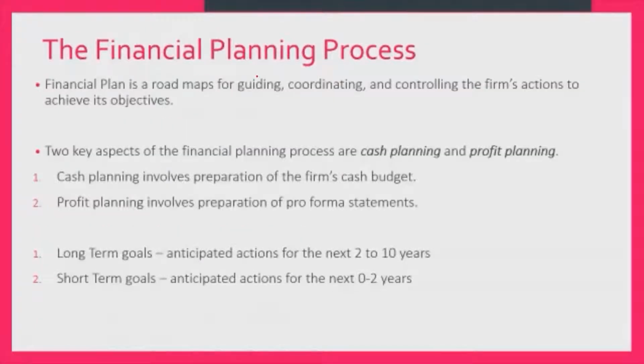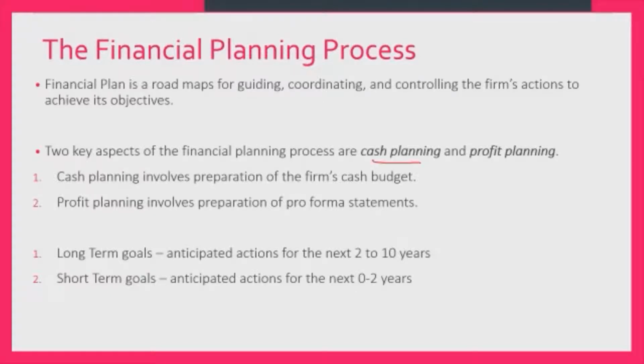Now, the financial planning process is our roadmap for guiding, coordinating, and controlling the firm's actions to achieve its objectives. Many of you want to be business owners, and even in your personal life, financial planning should be a part of your life. It gives you a map, a navigation, a direction, so that you can achieve your goals. It's giving you the coordinates: east, west, north, south, turn left, right, and giving you the options of changes that you can make so that you can eventually reach your financial goals. Two aspects of the financial planning process are cash planning.